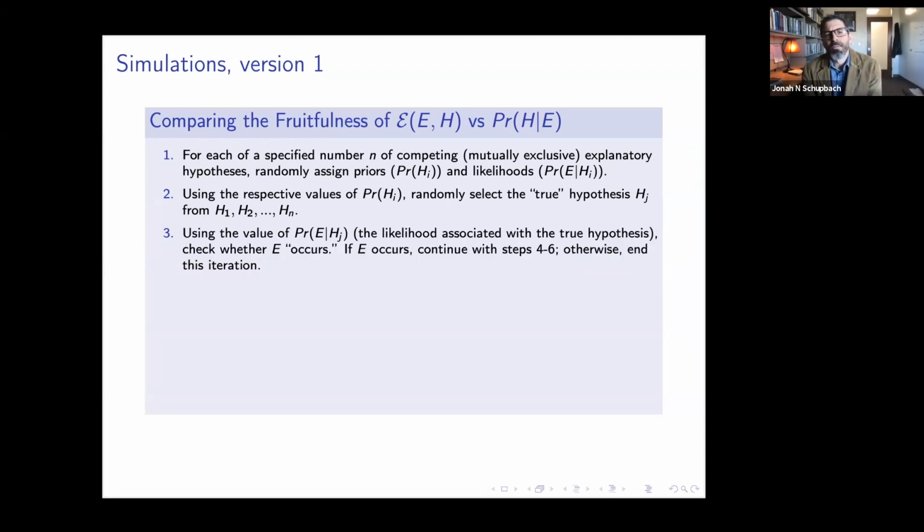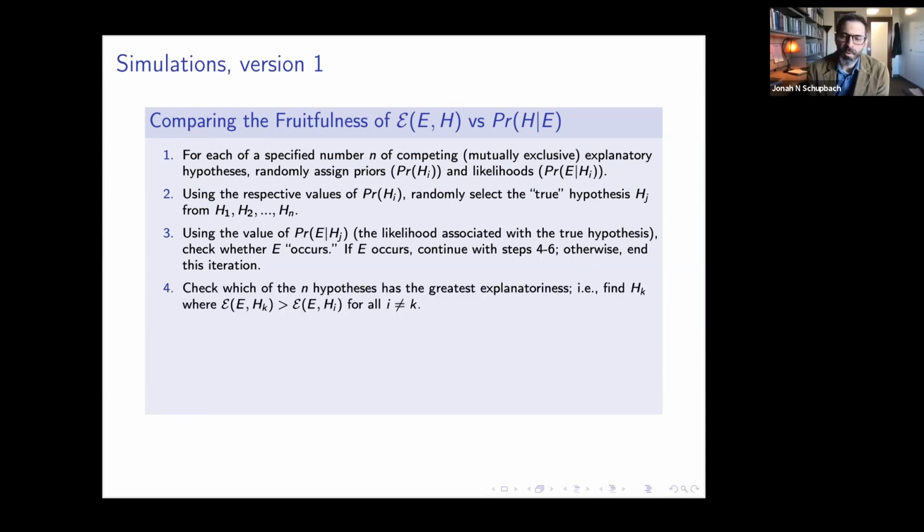Step 3, we use the value of the probability of E given Hj. Remember, Hj is that randomly selected true hypothesis. So we use the likelihood associated with the true hypothesis to check whether E occurs. If E doesn't occur, that is, if E is not randomly selected as true in line with this likelihood, then this iteration of the simulation is over. If E does occur, then we continue to the next 3 steps.